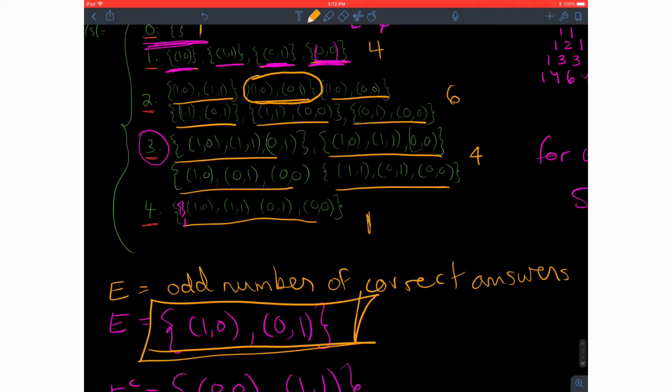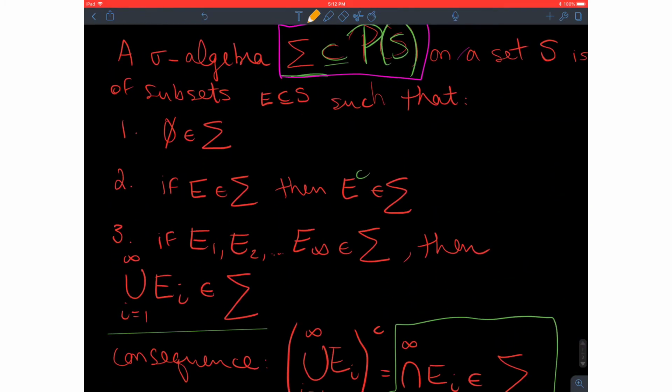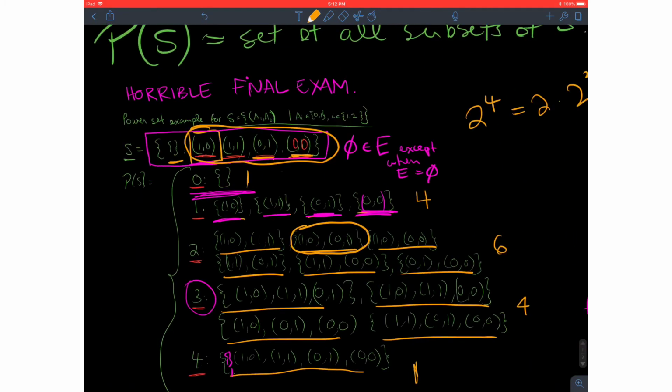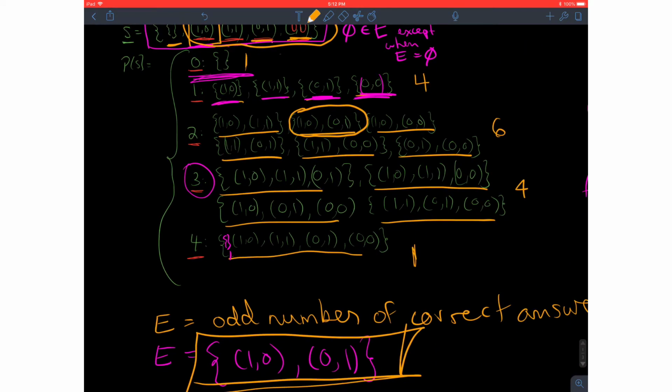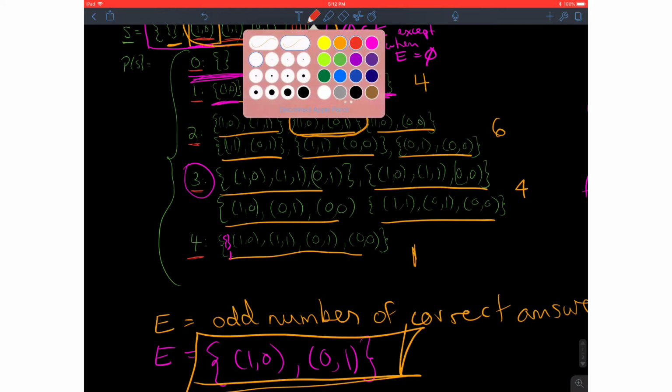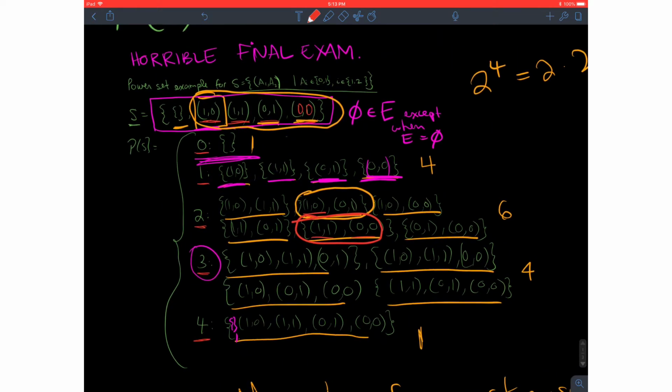And if we go back to our definitions, we know that the sigma algebra has to include the complement of it in S. The complement of this set is actually the one right below it, and that would be the even number of correct answers. If you add all these 4 outcomes together, 1, 2, 3, 4, you get basically the elements of S.